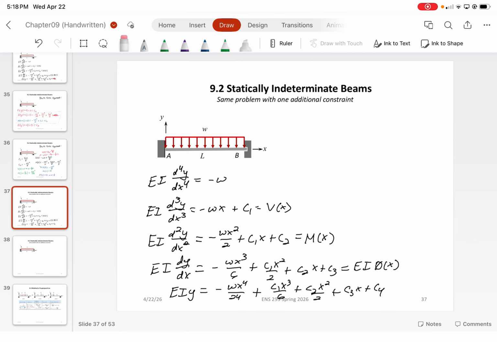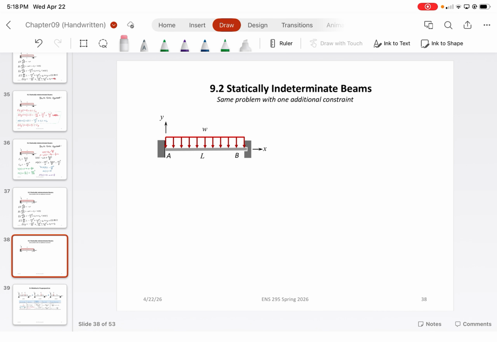No rotation? Where? At A or B? A and B, they're both fixed. So the rotation is what? 0, exactly. So the rotation at A and B has to be 0. So, EI y prime at 0 is equal to 0, and EI y prime at L is equal to 0.